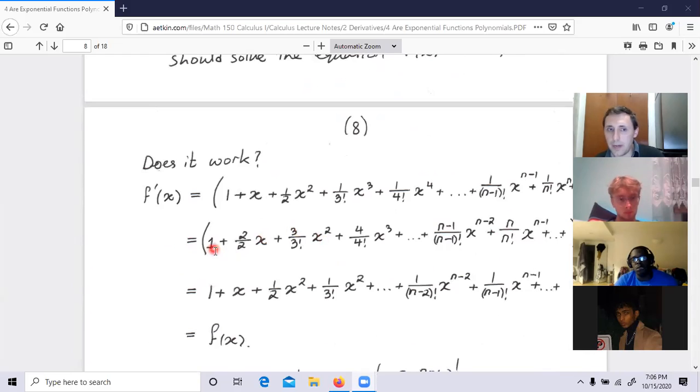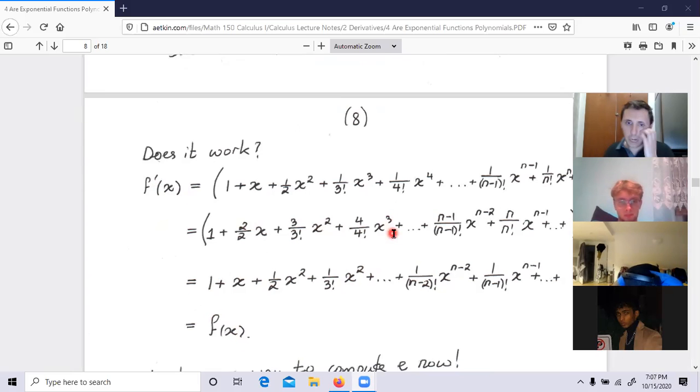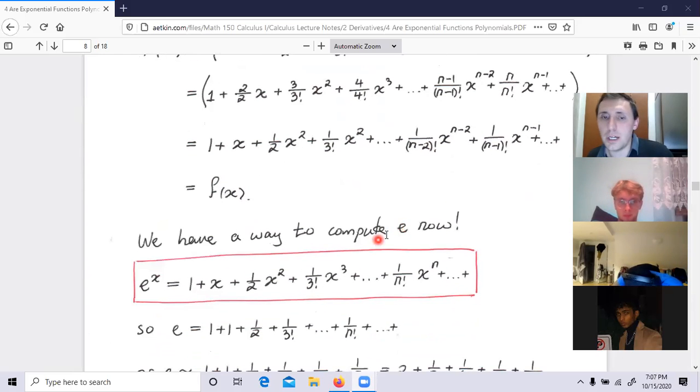And now when I simplify it, this is just 1, this is x, this is 1/2 x squared, this is 1 over 3 factorial x cubed, and onwards. Because it's infinite, it ends up being the same thing I started with. Do you understand? I took the derivative, it's the same thing. So it seems to solve our equation. And here is what we understood.